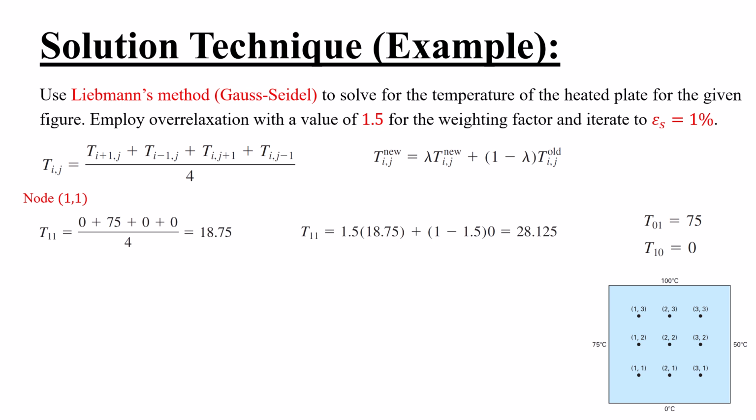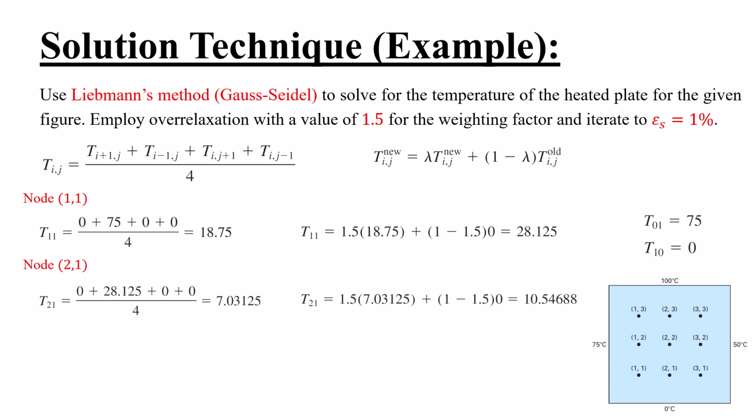Look here, lambda is 1.5, the new value is 18.75 plus 1 minus 1.5 times the old value 0. So we come up with the value of 28.125. So the node 1 1 value is 28.125. Similarly, we work for the next node, for example 2 1. We again update the value, and we do this for all the nodes.